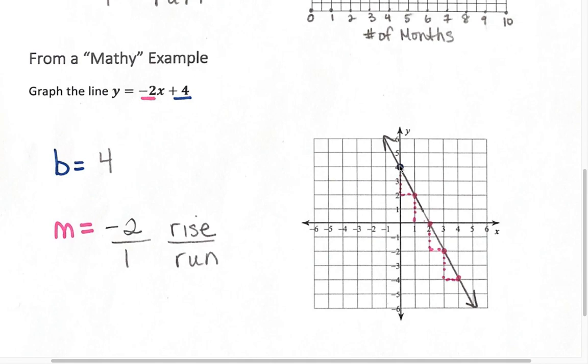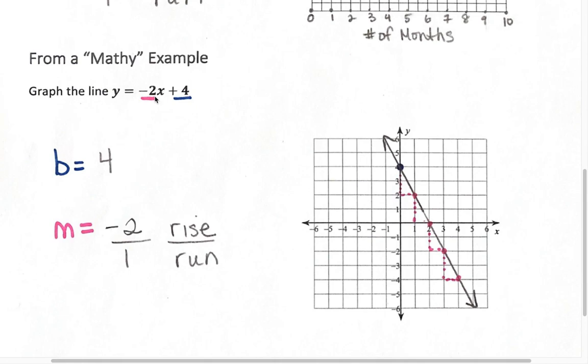Sorry, excuse me. A rise of -2 means that I'm actually falling 2. So I'm going to go down 2, run 1, down 2, run 1, down 2, run 1, down 2, run 1. And again, because I started at my y-intercept and I've used that constant rate of change to generate some new points, I can draw my line through those points and I get a good picture of what that line looks like. Okay? So this strategy is great.